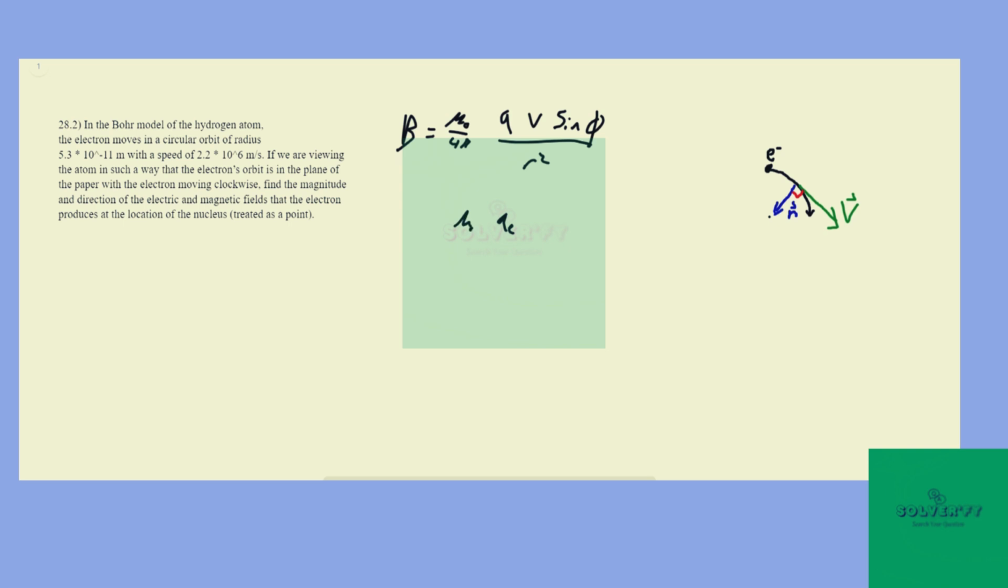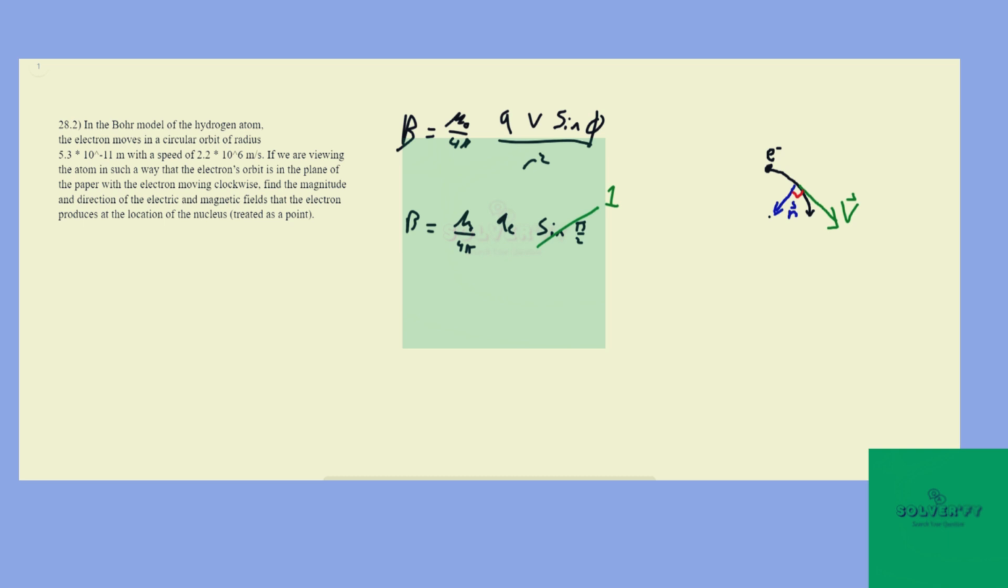So mu naught over 4 pi, and then we write down what v is. That's just a number that we're given. And then sine of phi is something we need to figure out. So phi represents the angle between the vectors v and r. And since that is 90 degrees, we have sine of pi over 2, which comes out to be 1.